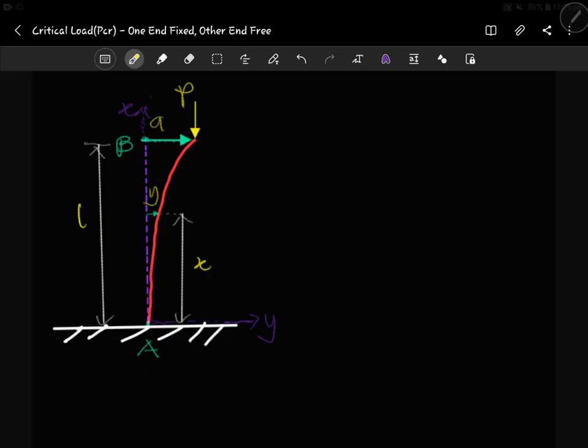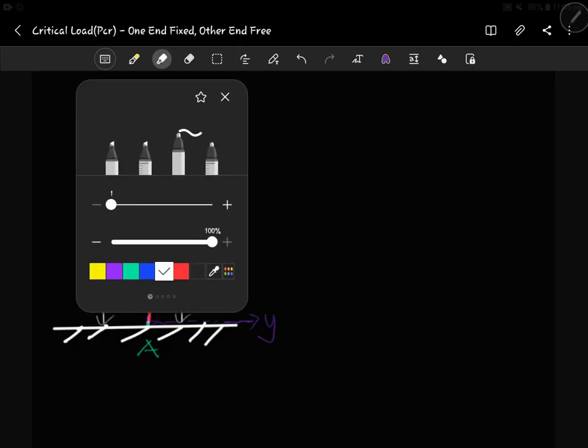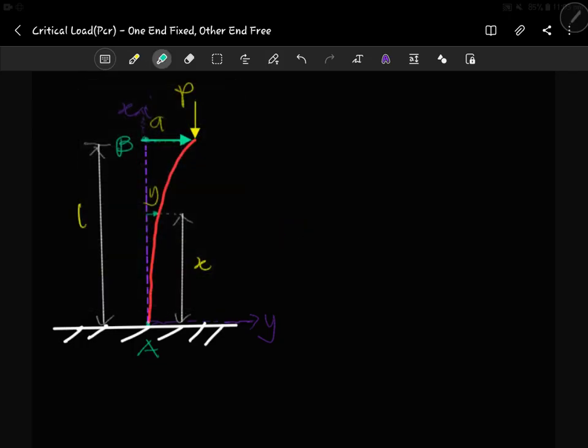To do this, we consider a section of the whole column. We just look at this section here, so we are considering just this side, and when we get the equation, we put everything in to get the whole equation for the whole column. So this is how we do it.